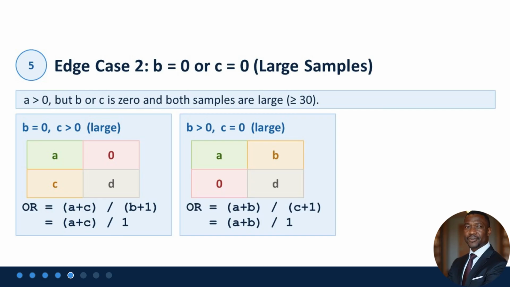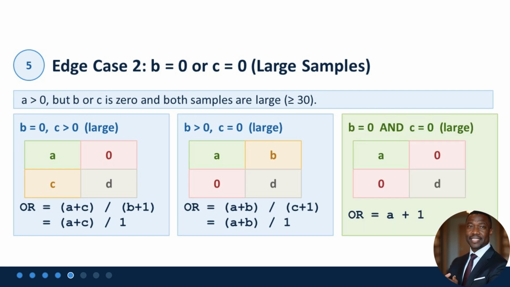If C is also 0, the outcome never occurs without the feature, highly specific. The odds ratio becomes A plus B divided by 1. In the rare case where both B and C are 0, meaning perfect co-occurrence, we estimate the odds ratio as A plus 1. This is conservative and finite.